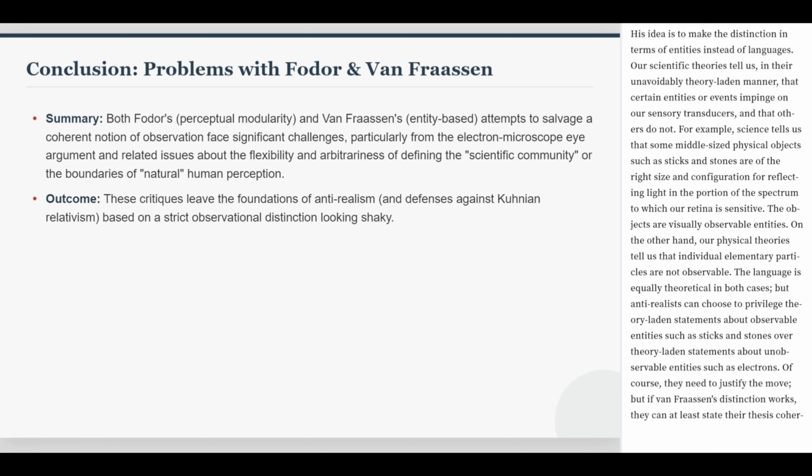So, where does this leave us regarding the role of observation? Both Fodor's attempt to defend a modular theory-neutral perception and Van Fraassen's entity-based distinction run into significant philosophical problems. The electron microscope eye argument and related concerns about drawing arbitrary boundaries for the scientific community cast serious doubt on whether we can maintain a coherent, defensible distinction between the observational and the non-observational in a way that supports strong anti-realism or resists Kuhnian relativism. The foundations seem less solid than previously thought.